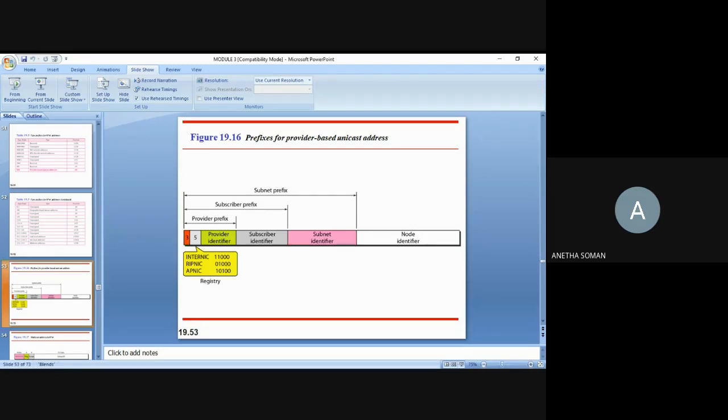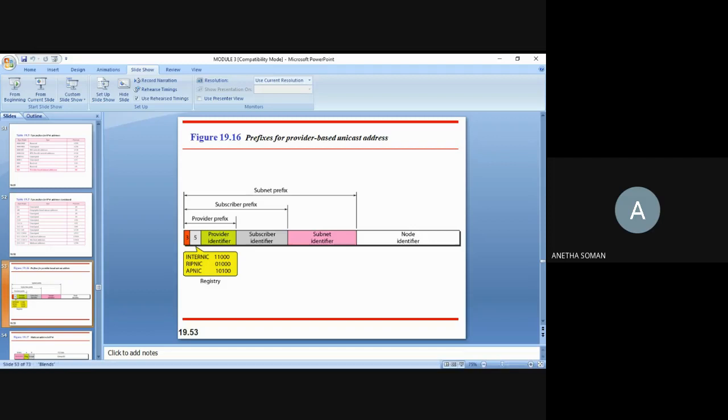Now, what is the address format of this provider-based unicast address? That is being shown in the slide. Okay, so that is the address format of provider-based. It has various fields. You just remember all this because in some question papers they ask what is the difference between multicast addressing in IPv6 and IPv4. So you should be able to remember what is a multicast address, what is a unicast address, etc.